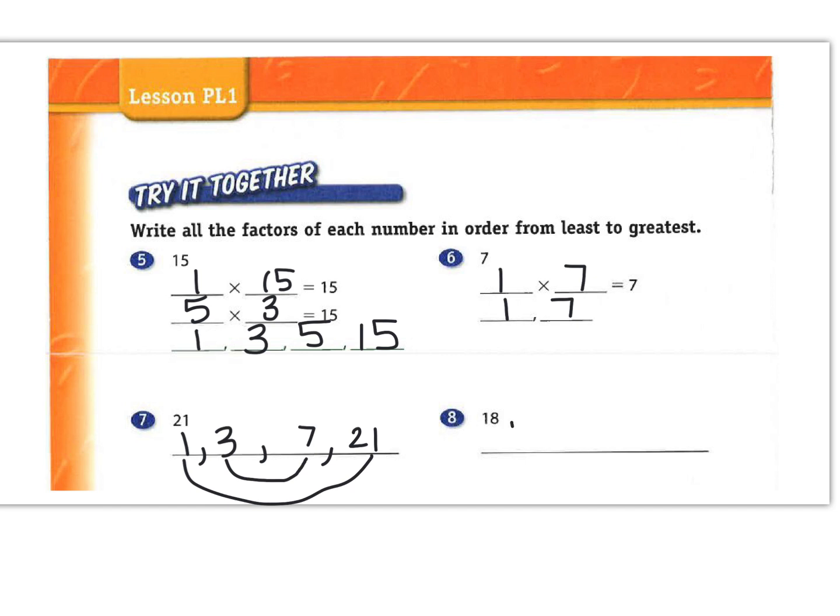Let's do 18. We know 1 and 18 for sure are factors. 18 is even, so we know 2 goes into it. 2 times 9 is 18. Let's go to the next one. 3, yes, because 3 times 6 is 18. But then in between 3 and 6 are only 4 and 5, and 4 and 5 are not factors of 18.